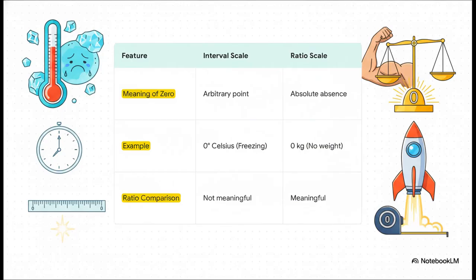So yeah, this really nails the one critical thing that separates interval from ratio. It all comes down to that zero. Is it just another point on the scale, like 0 degrees Celsius? Or does it mean nothing, a total absence? That little distinction is exactly what gives the ratio scale all of its power.